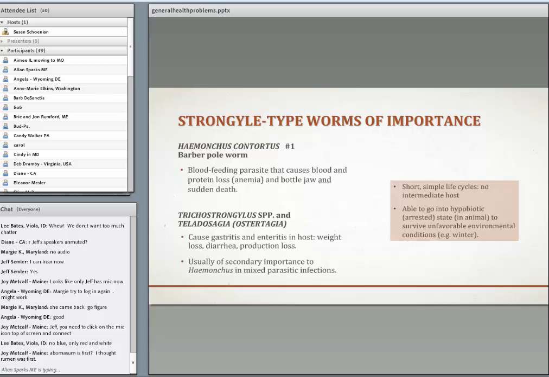So with these worms we get things like weight loss, diarrhea, production loss. Very generic symptoms, so it's hard to know the cause of those things. Definitely very secondary, particularly in the summertime.